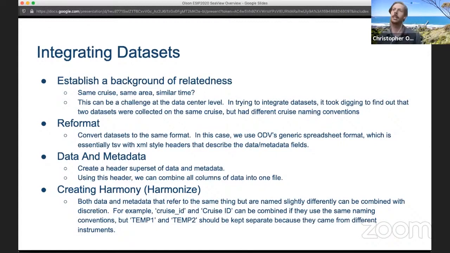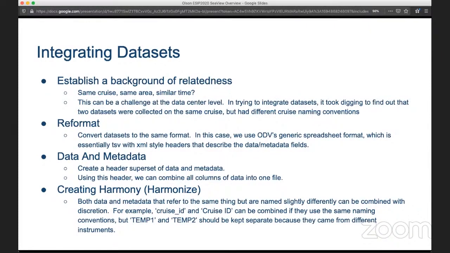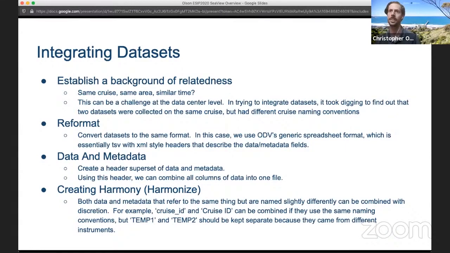So our method of integrating data sets first was to establish a background relatedness, whether this be spatio-temporal relatedness, or if it was the same cruise, or perhaps it was a topic of interest. Reformatting was pretty trivial, putting it into a generic format. Then there was combining the data and the metadata, essentially creating a superset and combining it all. And then the more difficult part was this harmonization that came about, trying to massage the data to fit well together.